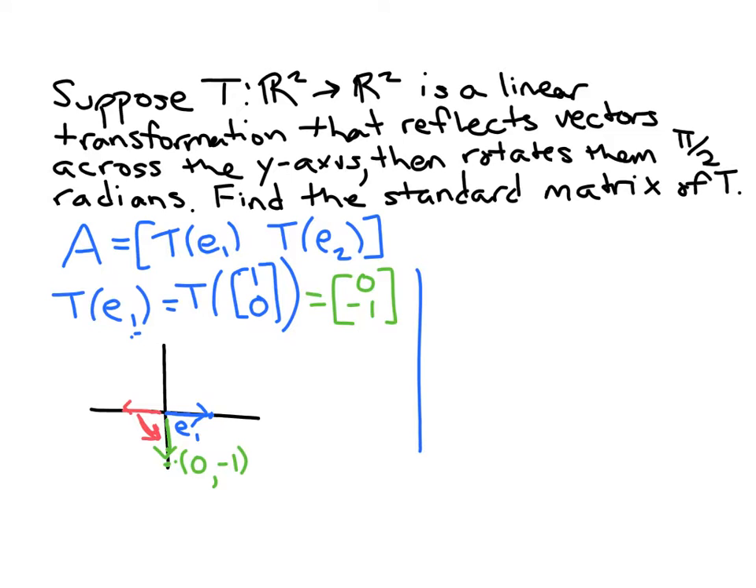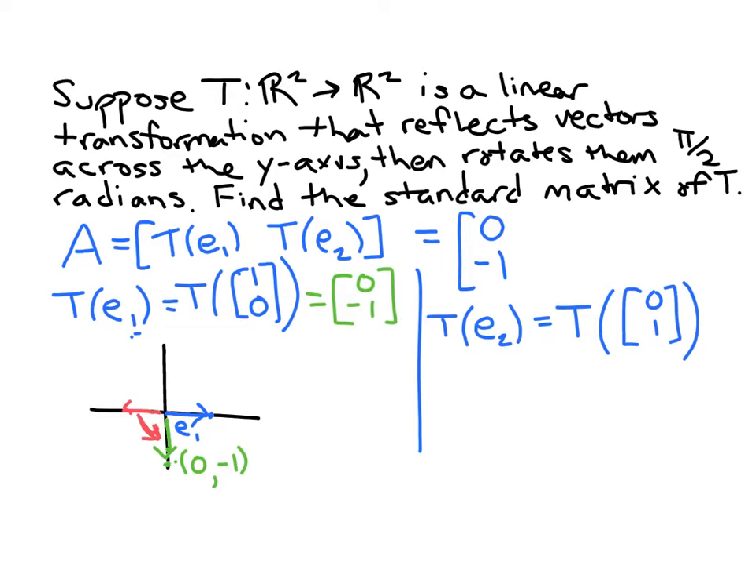Now to find the second column, I could start to build A over here. So we have 0, -1 for our T of e1. Now for the second column, we need to find the transformed vector T of e2. We're working in R2, so e2 is the vector with a 1 in the second position and zeros everywhere else. So if we graph that, initially e2 would be this vector here that points to the point 0, 1.